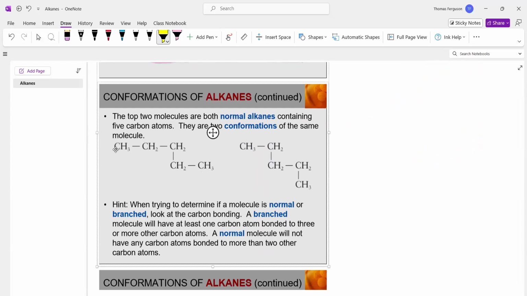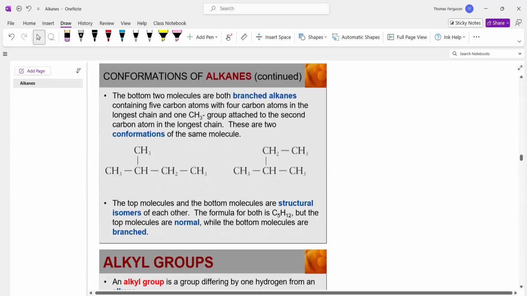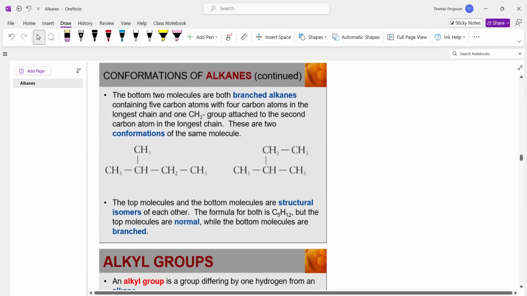Okay, so these are both 5 carbon alkanes, no branches, no branches. Okay. So I would recommend highly that you use a highlighter for the rest of the semester, or multiple highlighters.